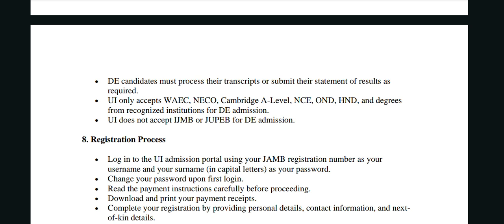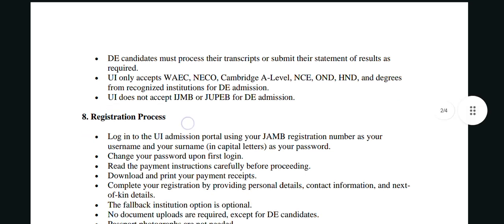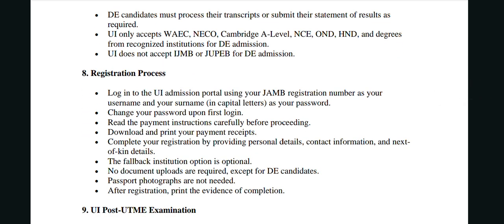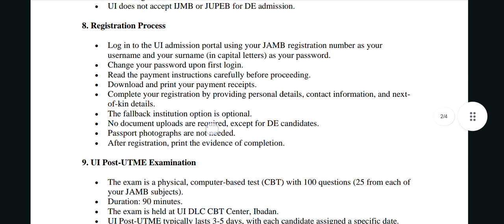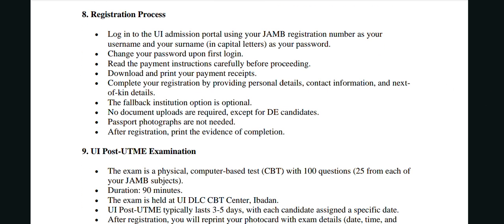You only accept WAEC, NECO, not NAPTEP. WAEC, NECO, Cambridge level, NCE, ND, HND, and first degrees from recognized institutions are accepted for admission. The school does not accept IJMB, JUPEB or NAPTEP for admission. Those are the ones they accept. You can combine results if the course allows it. Now, the registration process.